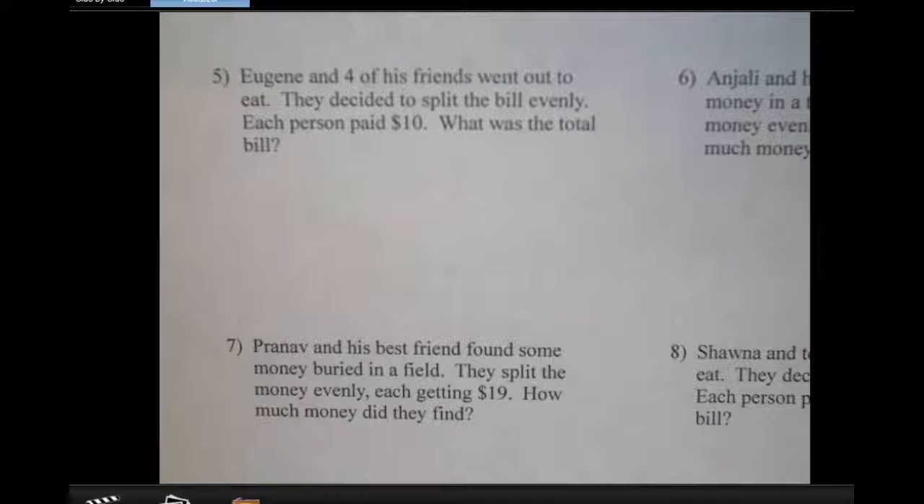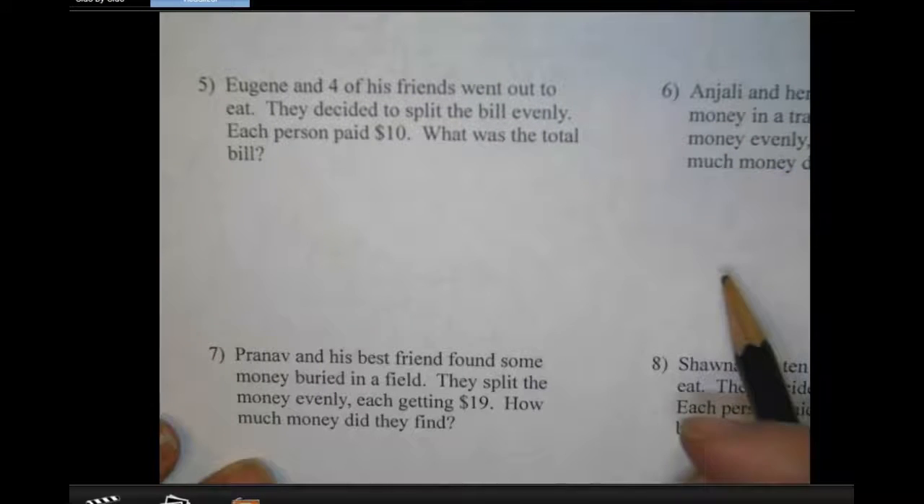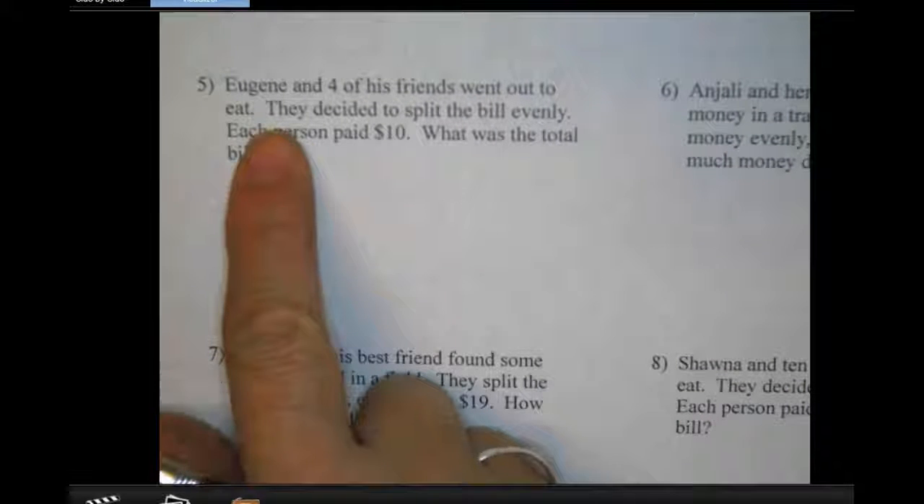All right, so let's look at number 5. Go ahead and take the next minute to look at this problem and see if you can figure out what kind of problem it is and set it up. All right, so Eugene, that's the name of my Jeep, by the way. My Jeep is named Eugene the Jeep from Popeye, if you guys are familiar with that.